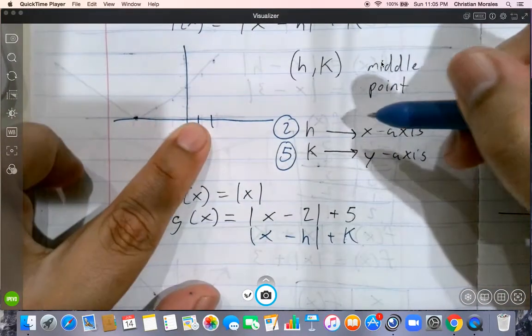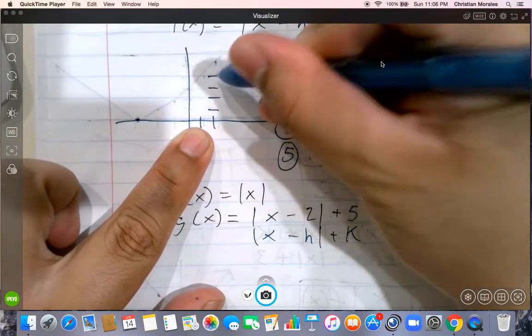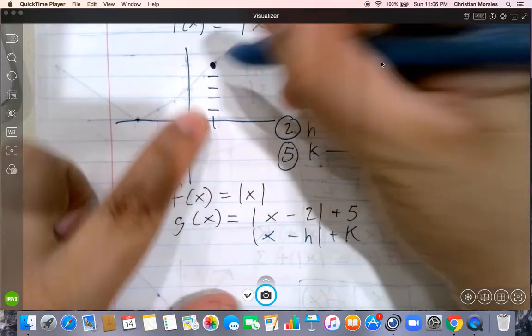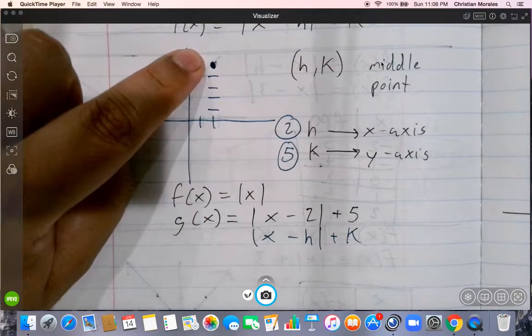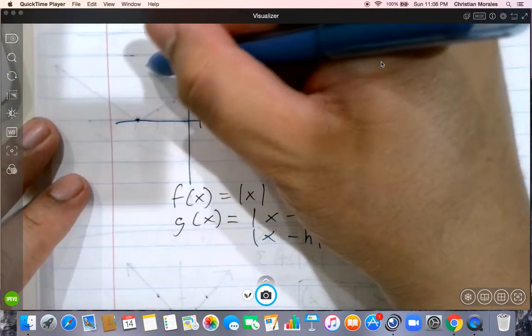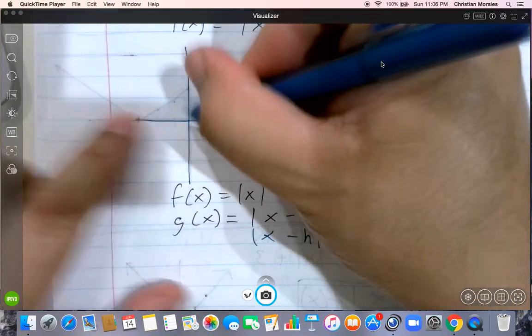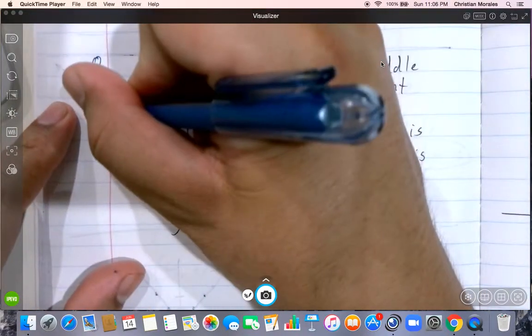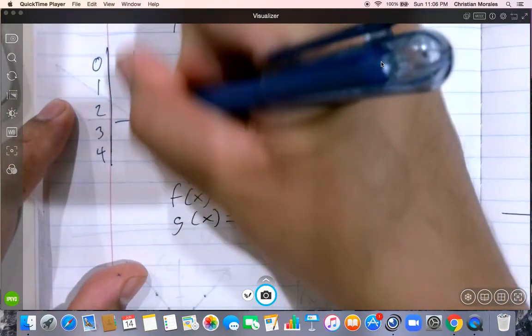One, 2 for x. 1, 2, 3, 4, 5. That is the new middle point. That is the middle point. And if you don't believe me, let me make a table real quick. I'm gonna make a table over here on this side. Just putting in numbers. And actually I'm gonna start with 0. 0, 1, 2, 3, 4. Just to prove that this works.